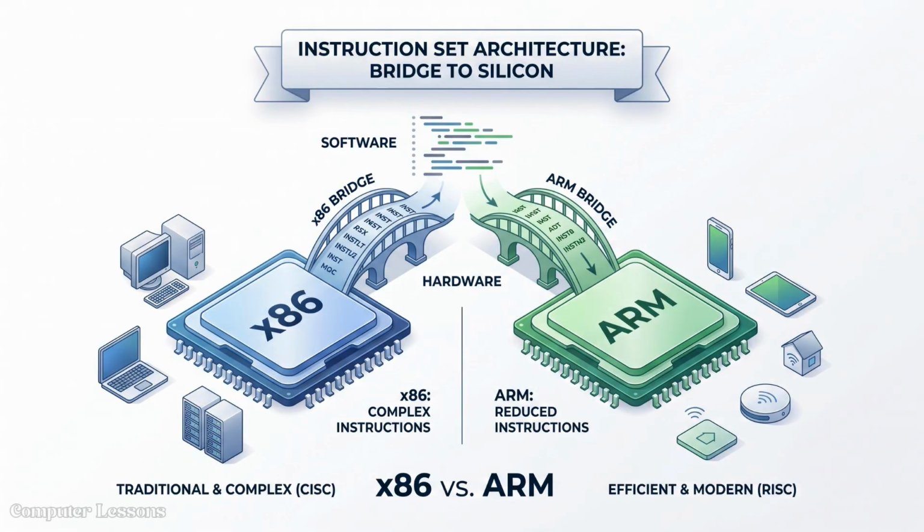Silicon processors do not understand high-level code. They understand only a specific command dictionary called an instruction set architecture. This architecture defines how software talks to silicon, determining the efficiency and speed of every calculation. Today, a war is raging between two different design philosophies, x86 and ARM.